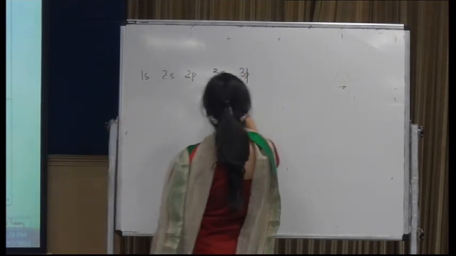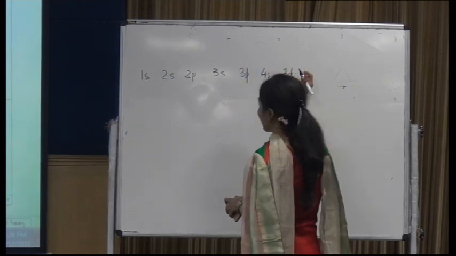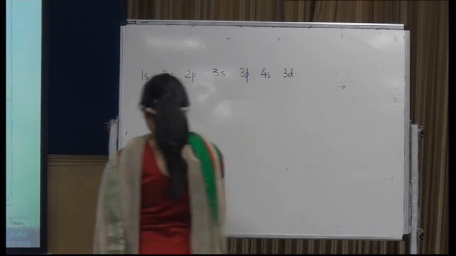So this is 3s, 3p, then you have 4s, 3d. Okay, we do the filling in this order. So now I was talking about which point?